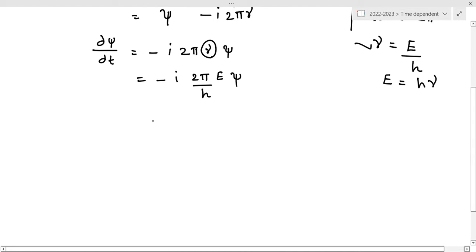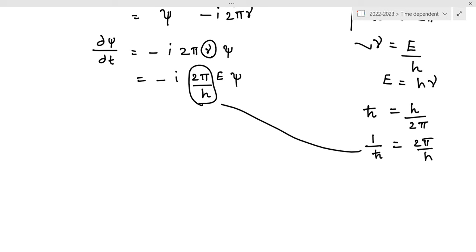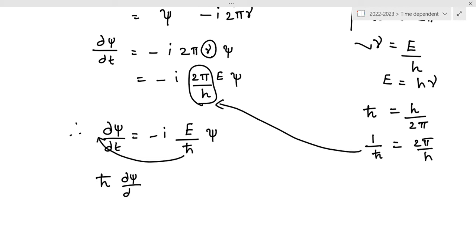Now we know that the reduced Planck's constant h cross is equal to h by 2 pi. Here we have 2 pi by h. Therefore, 1 by h cross is equal to 2 pi by h. Now, I am going to replace this here. Therefore, dou psi by dou t is equal to minus i E by h cross psi. Then h cross can be taken over the other side. I get h cross dou psi by dou t is equal to minus i E psi.